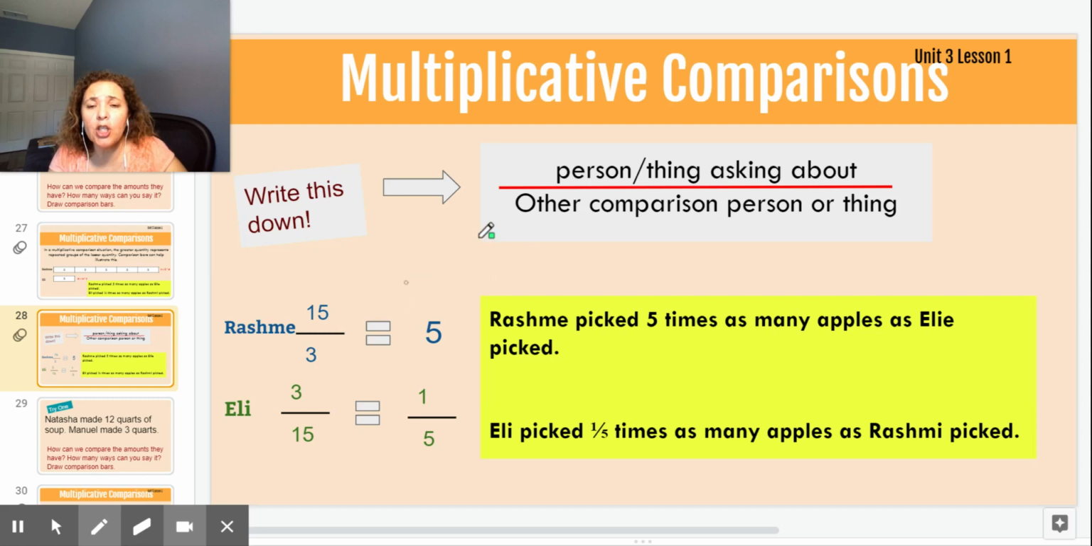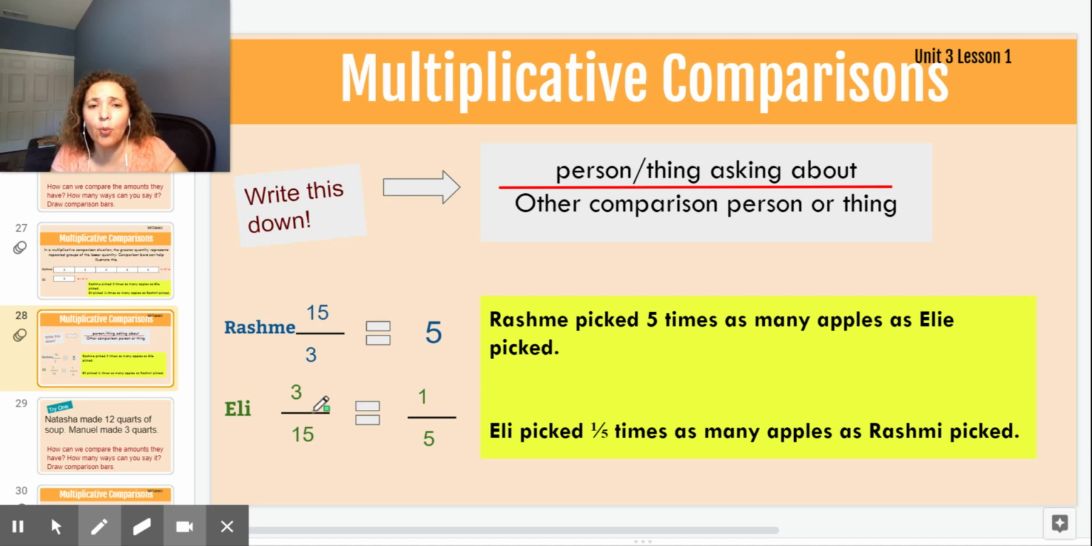So Rashim, right? Who's the person? Rashim was 15, so 15 goes at the top. Who am I comparing it to? Eli, which was the 3, so 15 over 3, which is the same thing as 15 divided by 3 is 5. So Rashim picked 5 times as many apples as Eli picked.